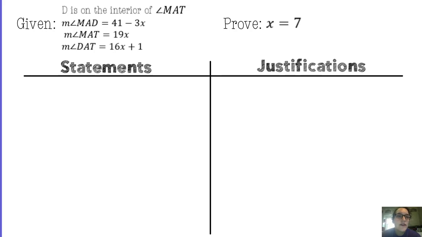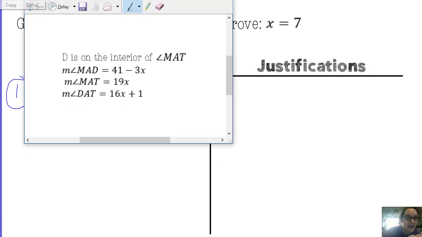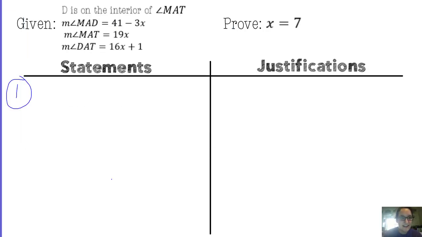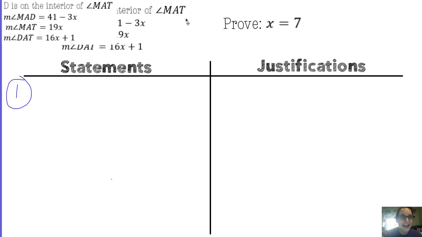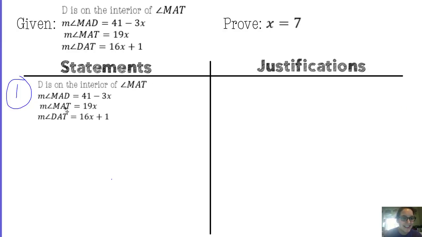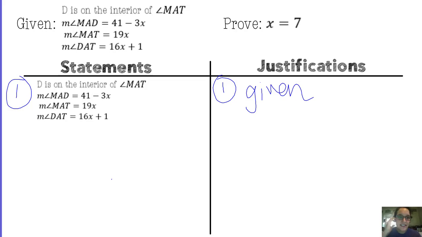In this next proof, it mentions an angle, so we're definitely going to need to draw a picture. So, step 1. Here's a magic secret. I snipped the given so I wouldn't have to rewrite it, but I'm going to copy the given down exactly as I see it. That's my first statement. So D is in the interior of angle MAT.